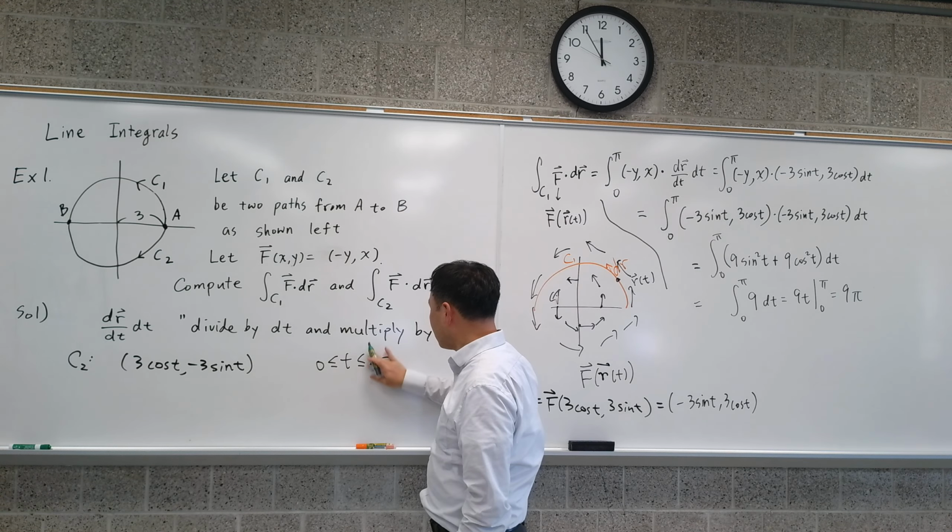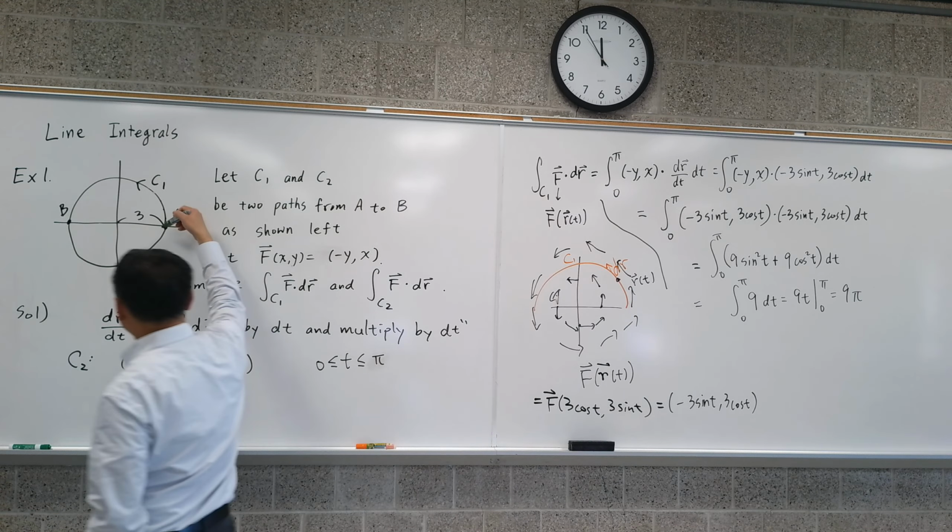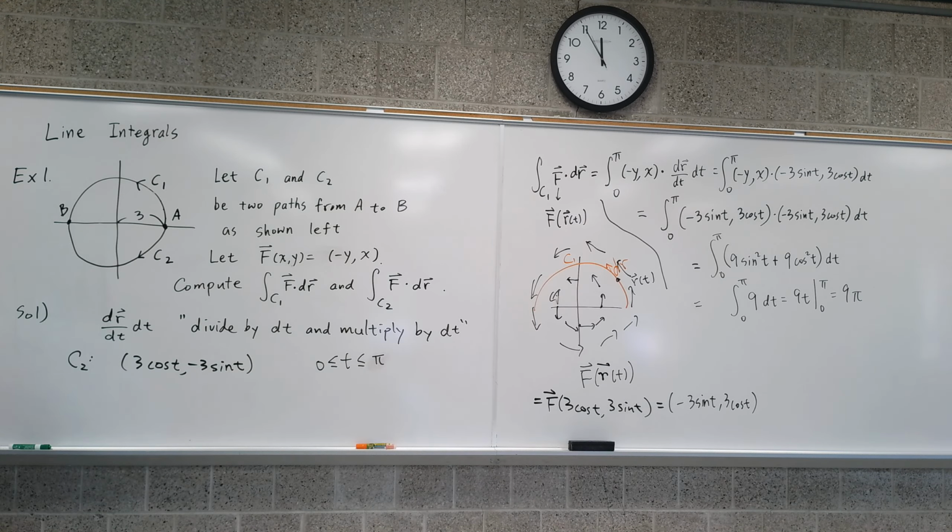0 to pi, still. And indeed, that will be how it's going to be. I have a question. Yes. Would it be the same thing if you did 3 cos t, 3 sine t, and you did 0 to negative pi? Right, okay. Yeah, that was my next point.